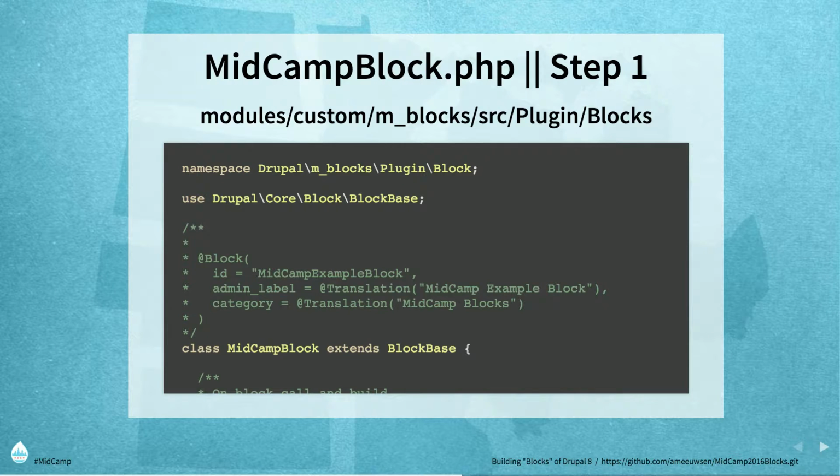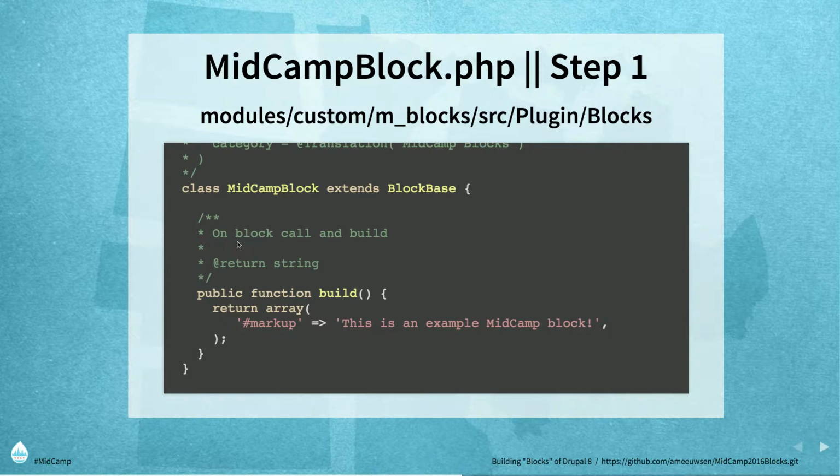So the only function we have in here right now is the build function. That didn't scroll. There we go. So the only function we have in our controller right now is the build function. This comes from block base. All we're saying is we want to return a renderable array. Everything in Drupal is built off renderable arrays. And in this case, we're just using the key markup and putting a string in it. In this case, this is an example block.